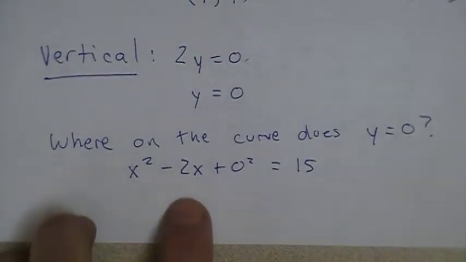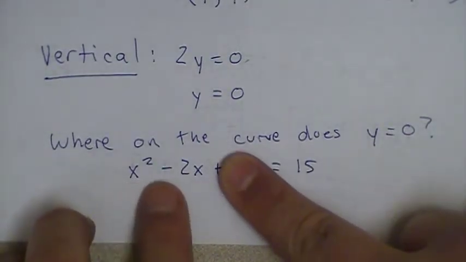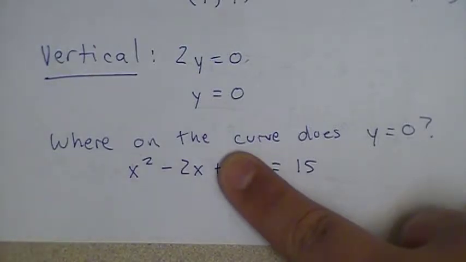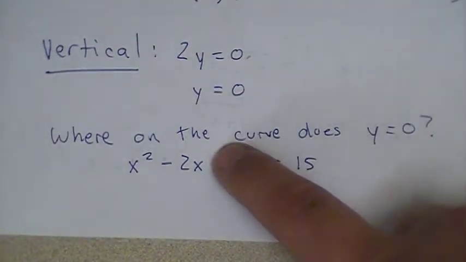But what a lot of people did, a lot of people just factored a GCF out here, and they had x times the quantity x minus 2. They set x equal to 15. They set x minus 2 equal to 15. There are an infinite number of values that multiply together to give you 15. 15 and 1/15, 30 and 1/2, 45 and 1/3, 60 and 1/4.